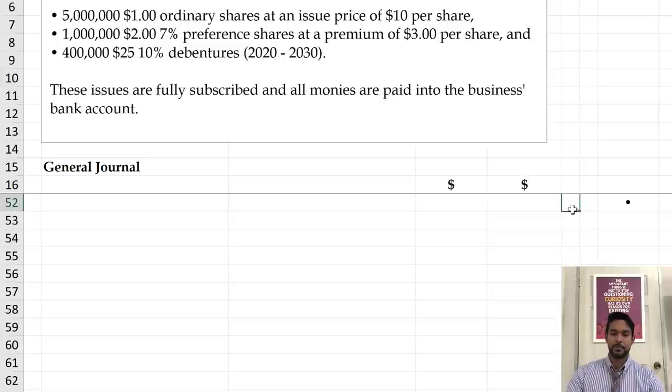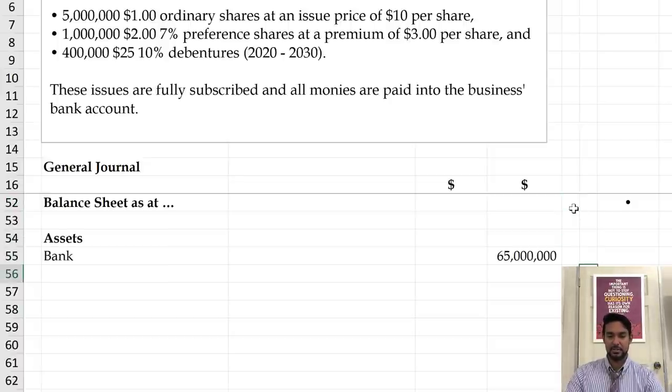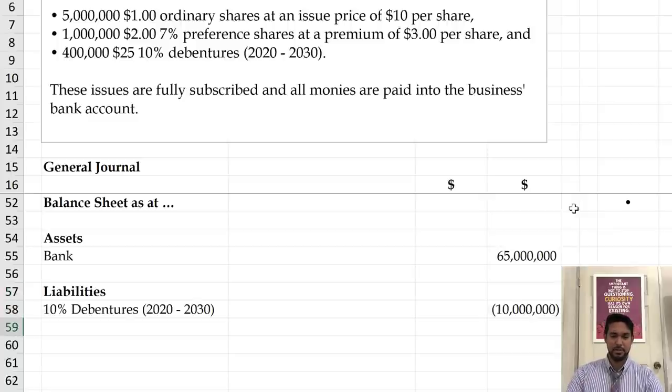So just follow with me, right? So balance sheet, as at, assets. So we have bank giving us 65 million. Now I like to do assets minus liabilities, which in this case we'll have 10 million from the debentures, giving us 55 million. So I know some of you do liabilities below. I'm going to show that after, so don't panic.